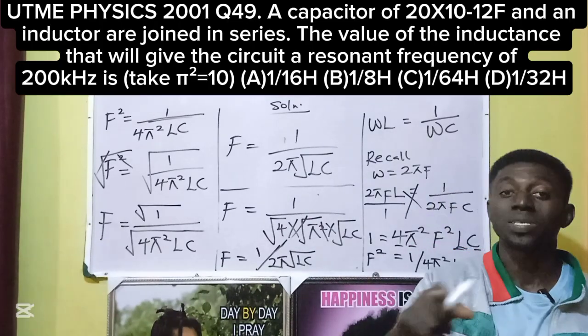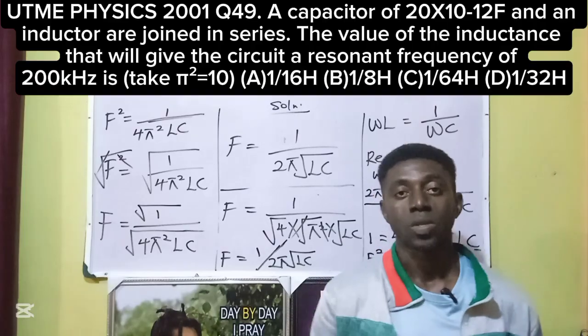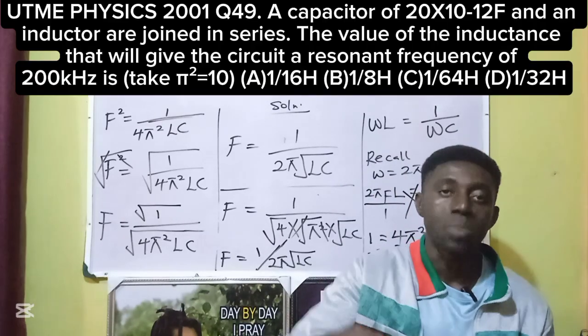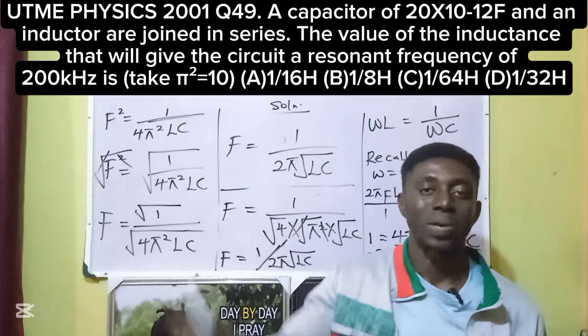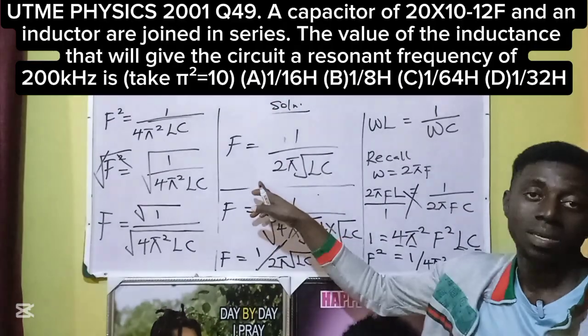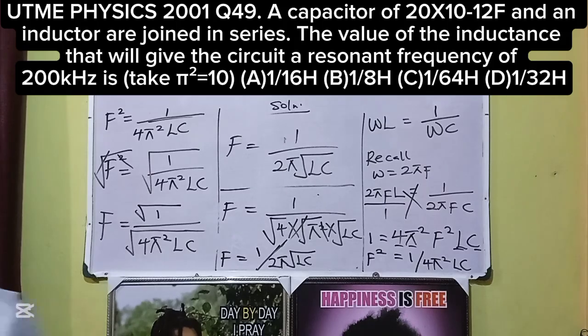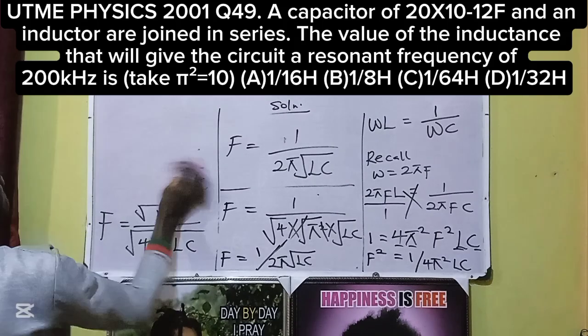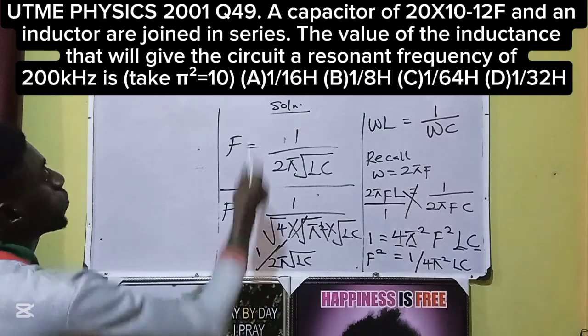So I want to remind you of the starting point. The starting point is just to cancel the reactances so that the impedance goes down to a minimum, thereby resulting in maximum current. So that's what led to this. Okay, now we can solve. Then let's now solve the problem.